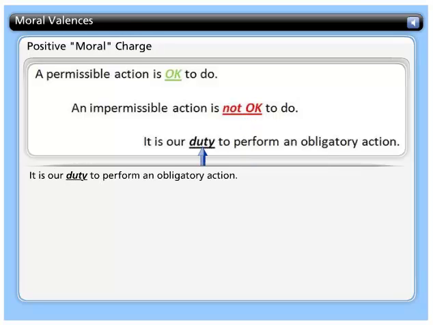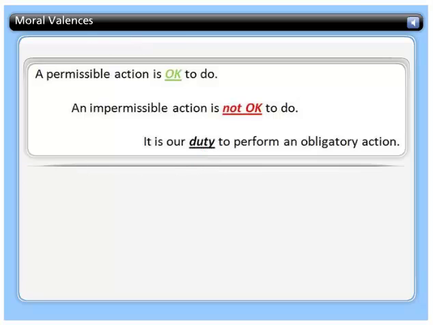Or actions can be obligatory, where it is our duty, or we ought to, do that action. If an action is obligatory, it is not okay not to perform that action. We are responsible for doing it. And if we use that vocabulary for ethics, we can be a lot more clear and express ourselves much more precisely.